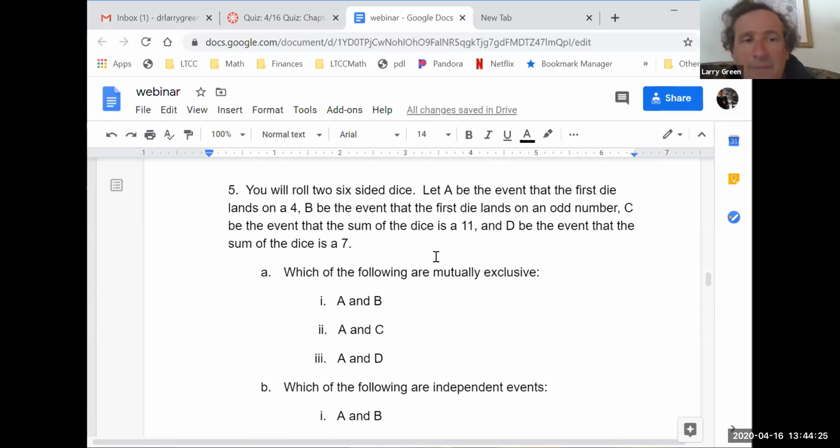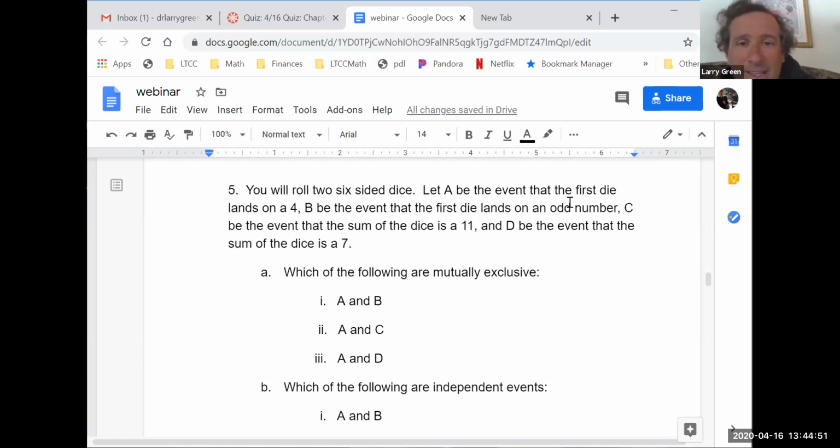And we're going to take a look at these. Okay, so let's look at number 5. So we're finishing off from last time, and we're going to do some more examples. So you roll 2 6-sided dice. So hopefully you all know what a die looks like, right? It's a cube, and there's 6 sides of it, and each one is equally likely. And they're labeled 1, 2, 3, 4, 5, and 6.